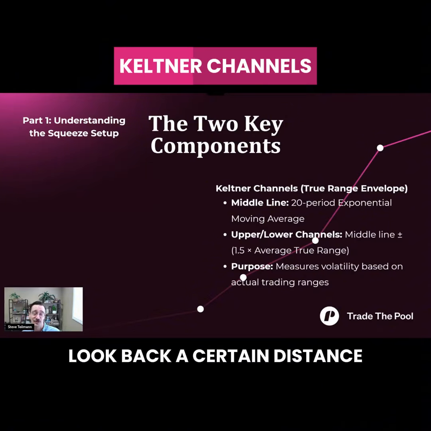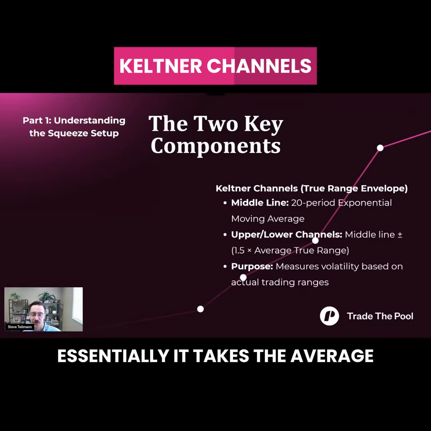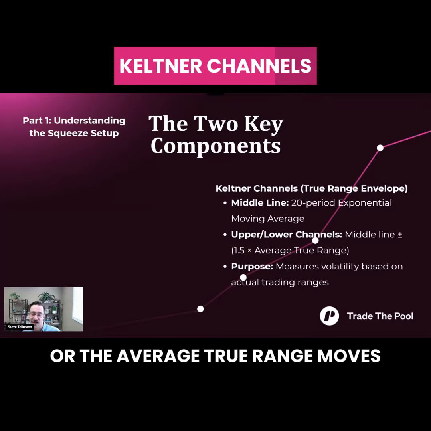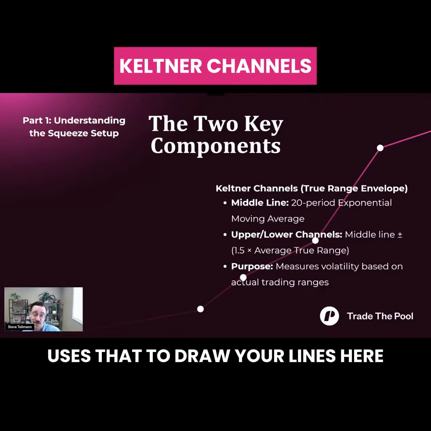Both of these indicators look back a certain distance. I think the default is 30 days. I'm not 100% sure on that. It might be 20. Essentially, it takes the average of either the standard deviation moves from the price or the average true range moves of the price on each of those days that it's looking back. And then it takes an average of all of those and uses that to draw your lines here.